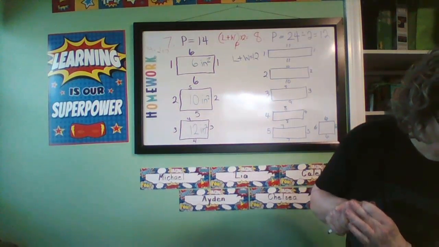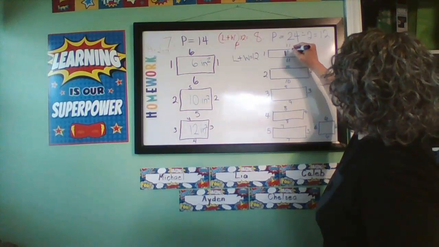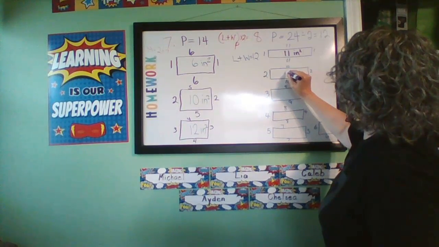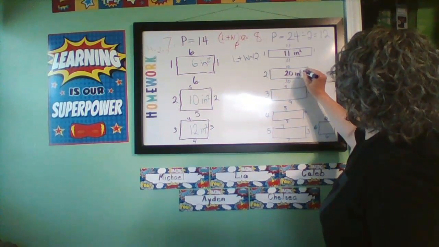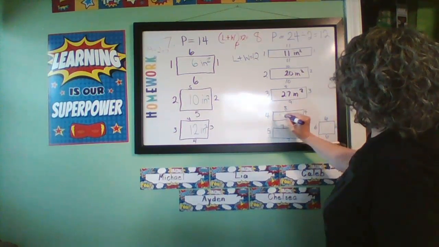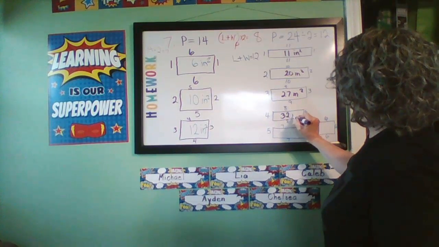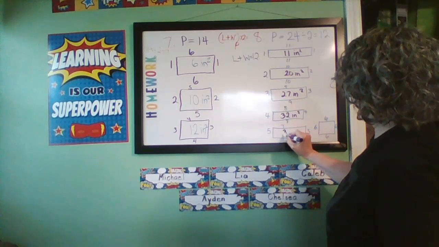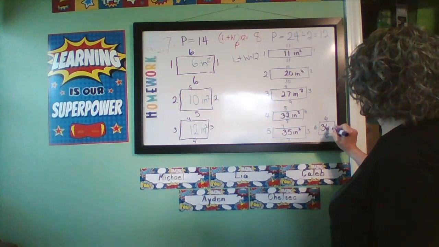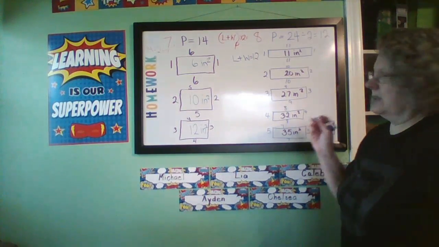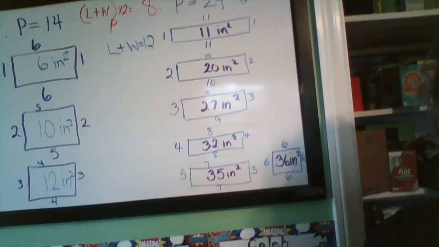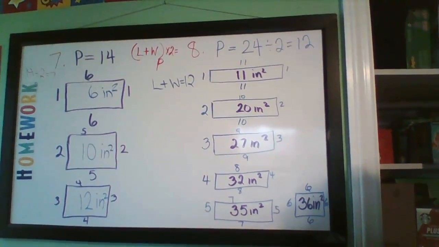And we are in square inches. So this would be 11 square inches. This would be 2 times 10, 20 square inches. This would be 3 times 9, 27 square inches. This would be 4 times 8, 32 square inches. 5 times 7, and 6 times 6. All right. So make sure you have all that written down, and then we'll talk about the answer to the question, because it doesn't ask us for all the areas.